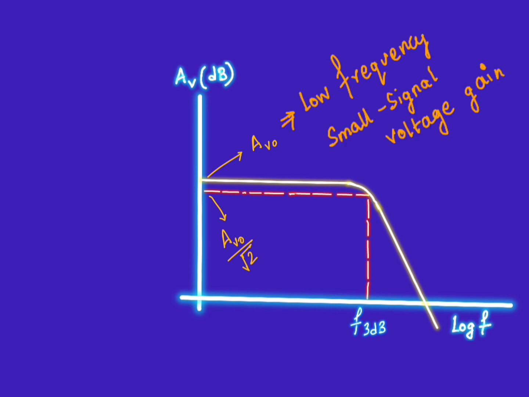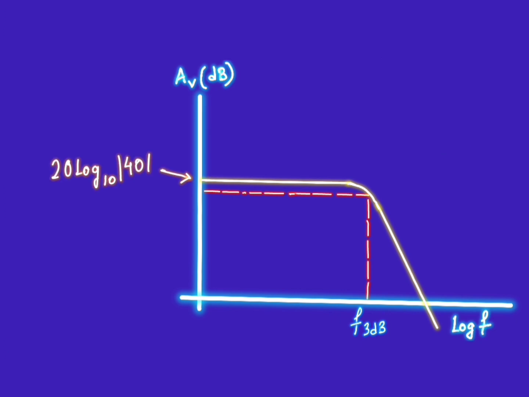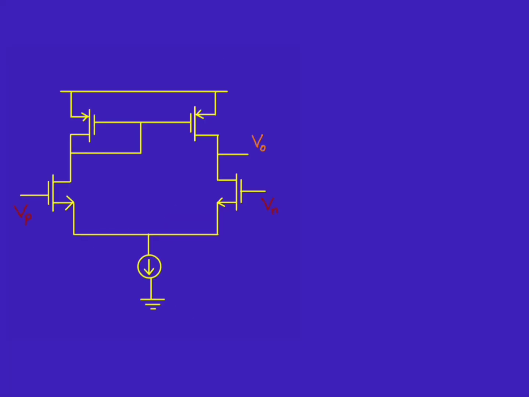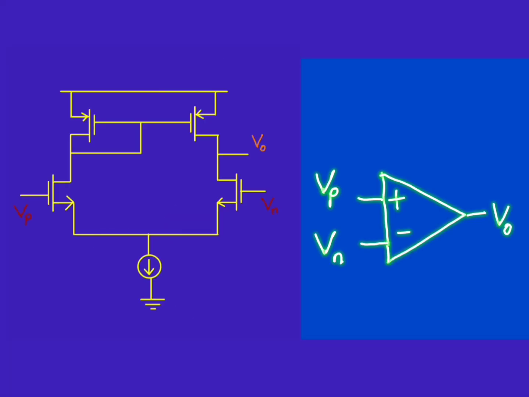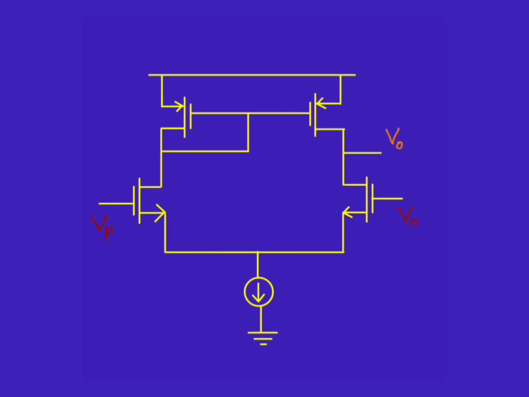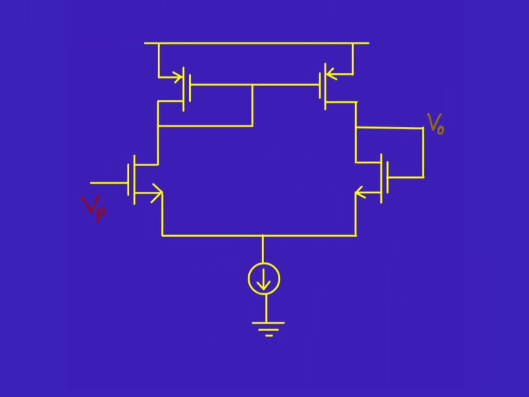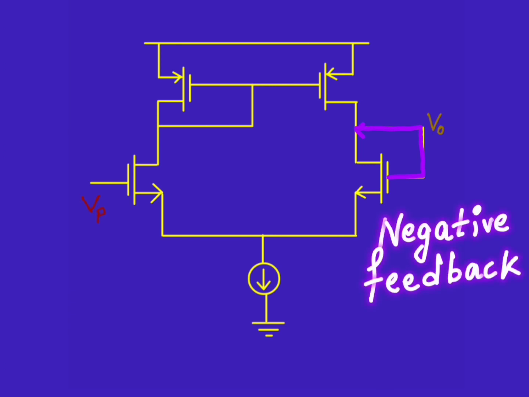And in the question, this AVO is given as 40, which means in dB it is equal to 32.04 dB, and at 3 dB frequency the value reduces by another 3 dB. We can replace the open loop differential amplifier with a symbol where open loop voltage gain is VO divided by Vp minus Vn. And in the question it is given that at a low frequency this open loop voltage gain is equal to 40. It's also given that the inverting input terminal Vn is connected to output.